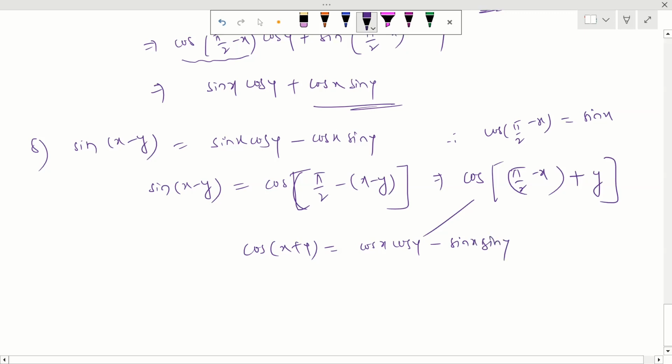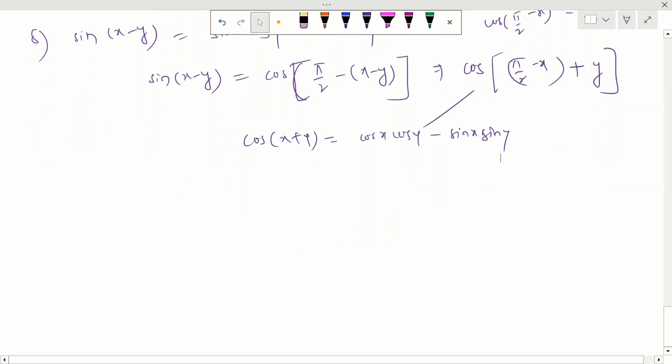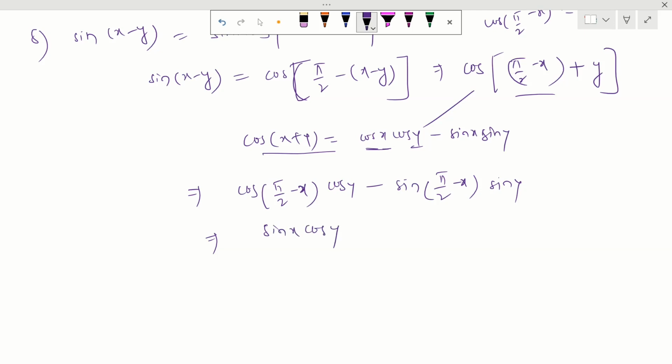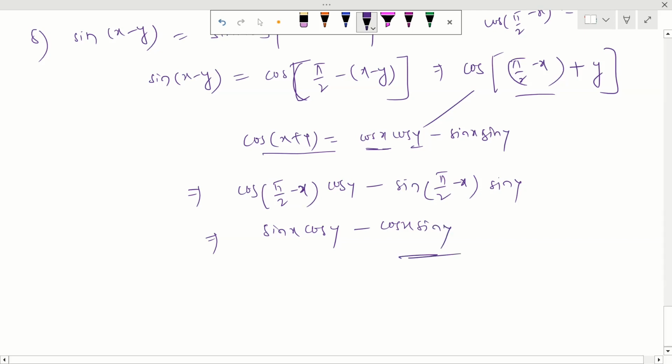So we need to write in this formula. Cos x is cos of (pi by 2 minus x), with cos y as it is. And here sin x is sin of (pi by 2 minus x), and sin y is sin y. So cos of (pi by 2 minus x) is sin x, giving sin x cos y. And sin of (pi by 2 minus x) is cos x, giving cos x sin y. Hence it is proved.